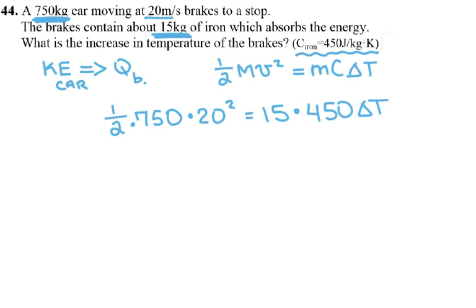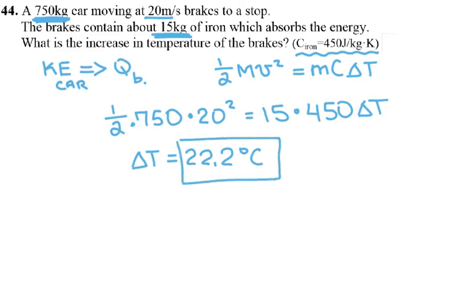Now if I calculate for delta T, the temperature of the brakes is going to change by 22.2 degrees Celsius. Again, this is not the final temperature, this is not the initial temperature, but that's by how much the temperature of the brakes changes. So if the initial temperature of the brakes was 10 degrees Celsius, then the final would be 32 degrees Celsius because the change of the temperature is equal to 22 degrees Celsius.